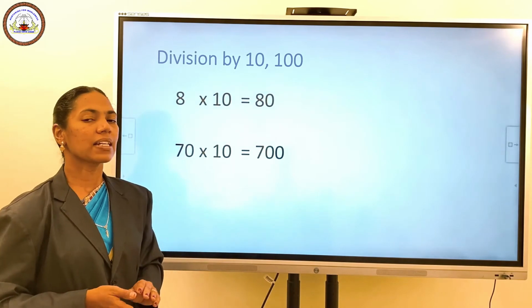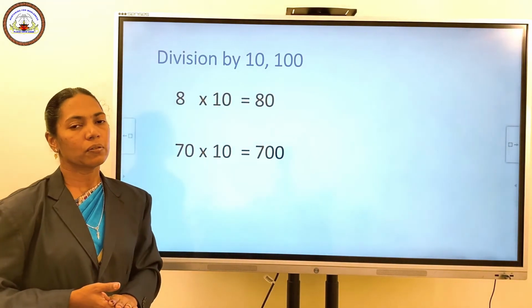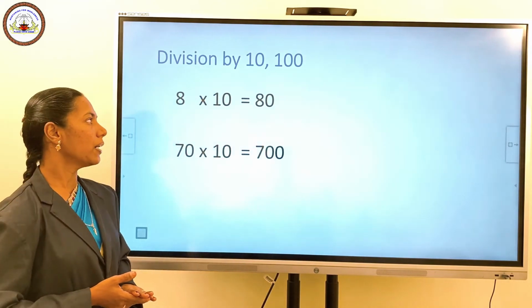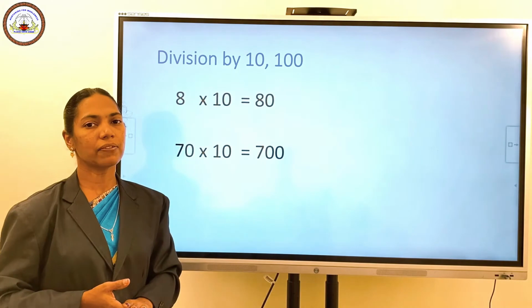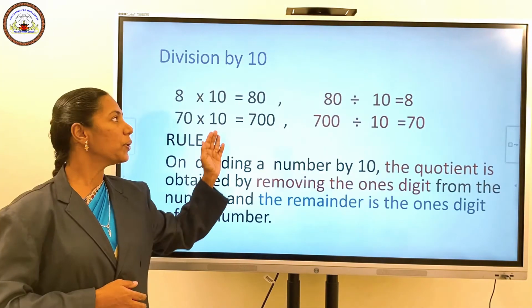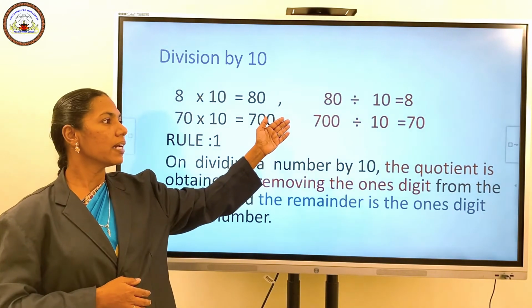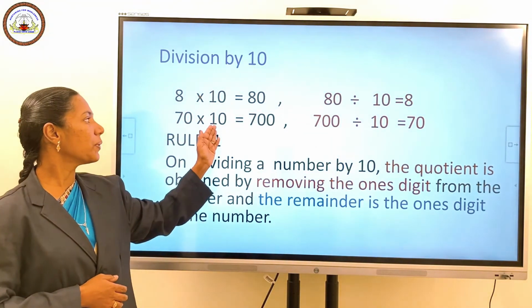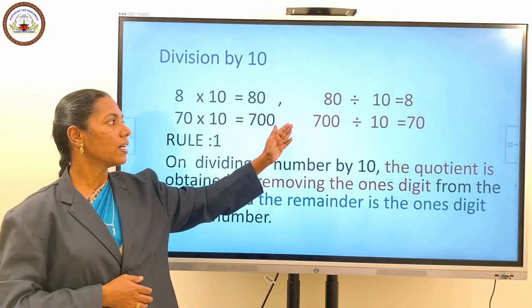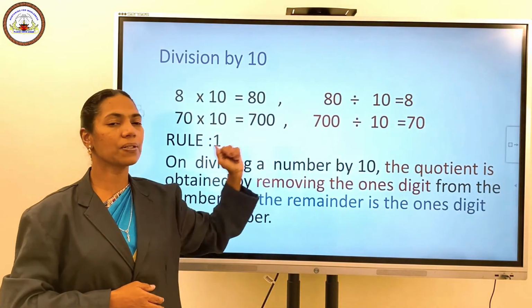Next topic is division by 10 and 100. You know 8 into 10 is equal to 80. If you know the multiplication fact, we can write the division fact also. 8 into 10 is equal to 80. Here the corresponding division fact is 80 divided by 10 is equal to 8. And 70 into 10 is equal to 700. Division fact is 700 divided by 10 is equal to 70.